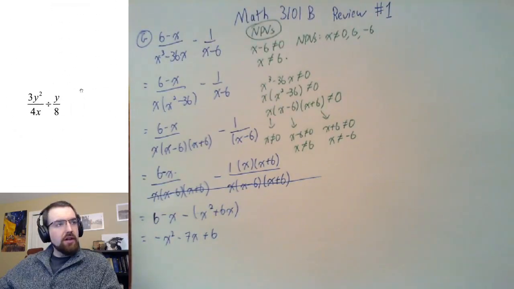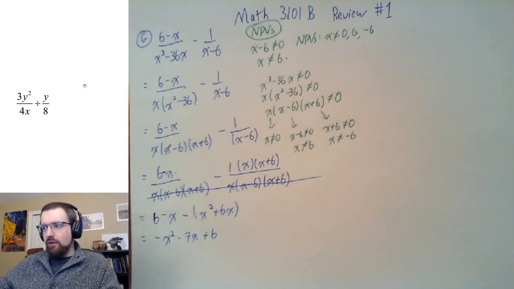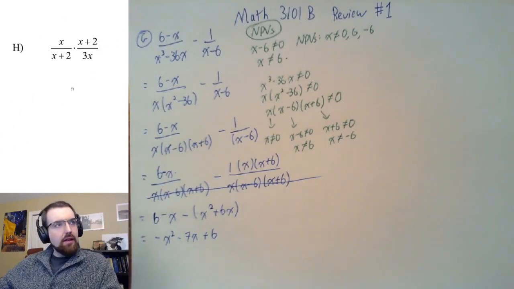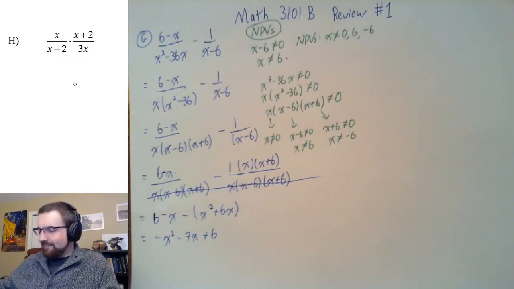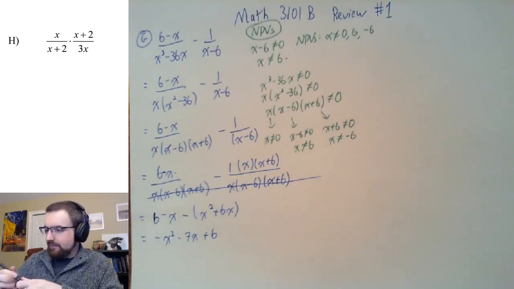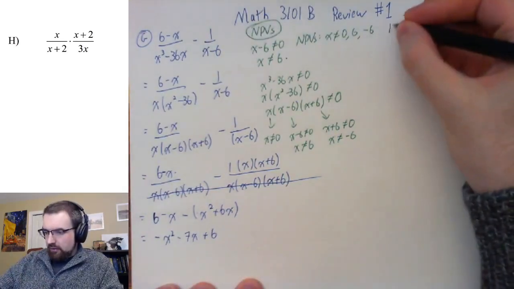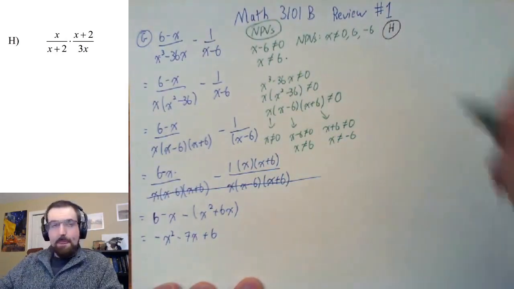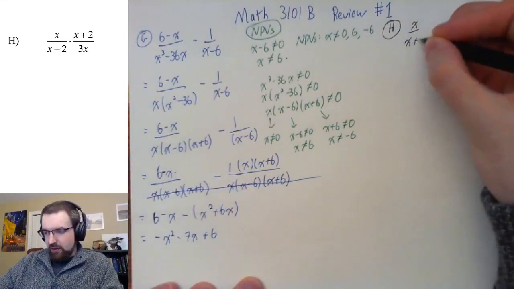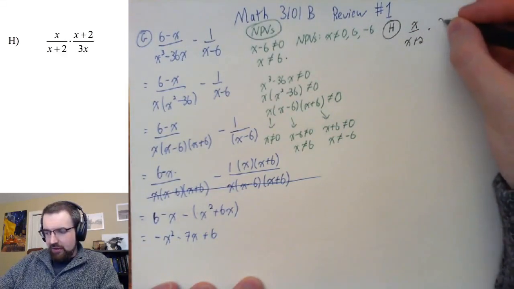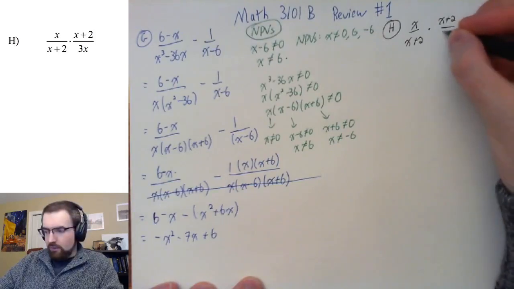So let me go ahead and do at least, actually, let me see. I'll do this one. I'll do H. H is a good one. Okay. So for H here, this is a nice one: X over X plus 2 times X plus 2 over 3X.